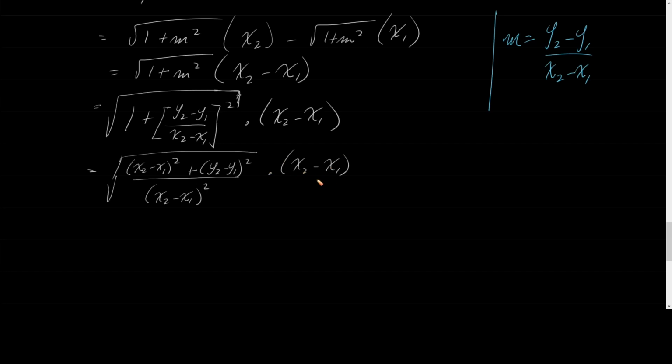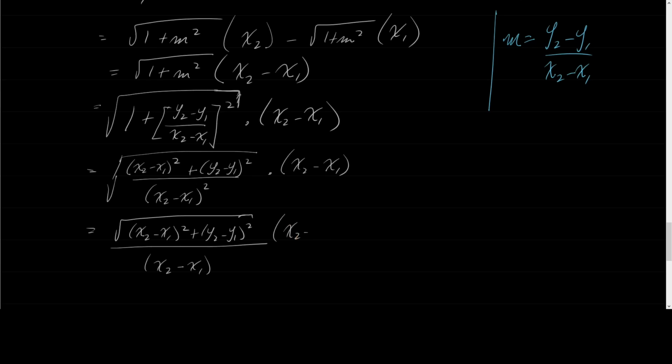And now what? Let's see. If I take the square root of the top and the square root of the bottom, I end up with the square root of all this over the square root squared, which is just itself. And we have this x sub 2 minus x sub 1 out here. Canceling these out, what do I get? I get the square root of (x sub 2 minus x sub 1) squared plus (y sub 2 minus y sub 1) squared.